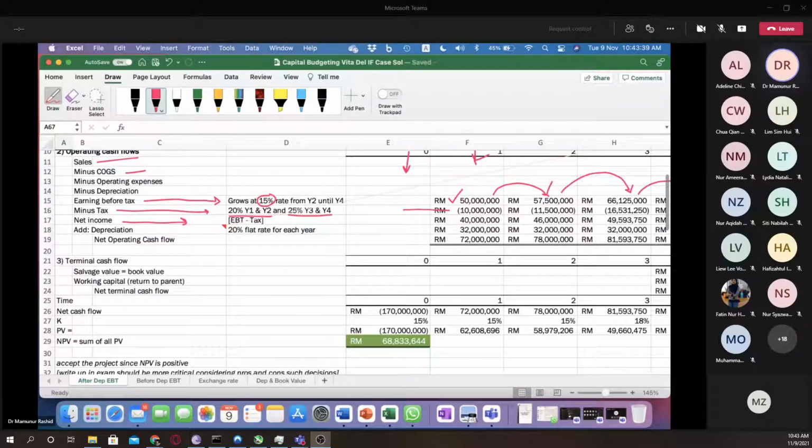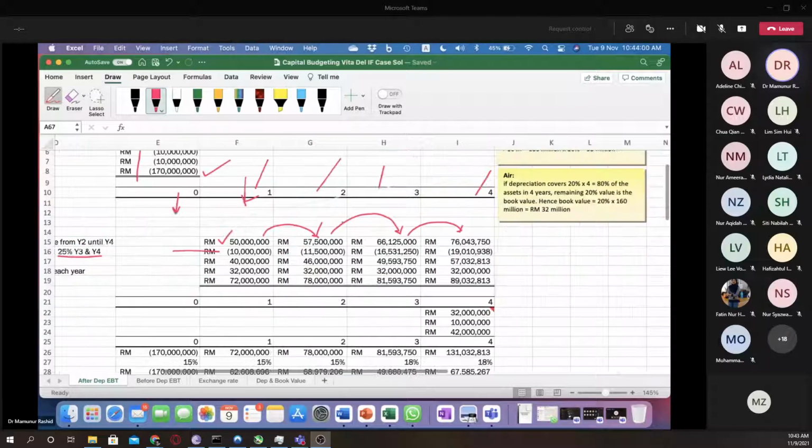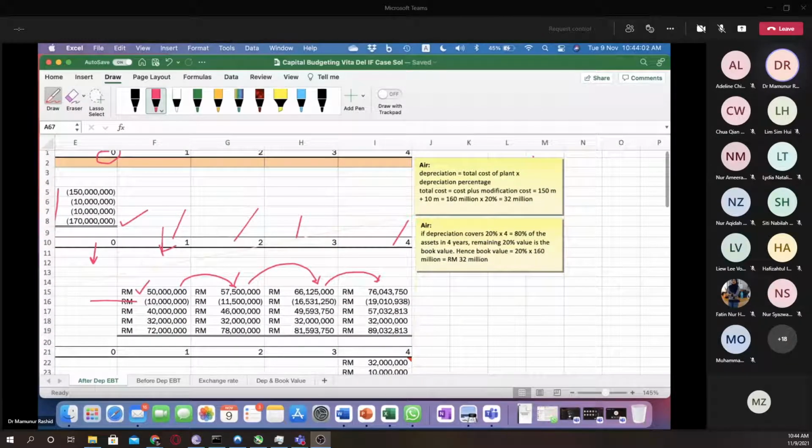And after net income, the policy of operating cash flow is we'll add depreciation. The depreciation will be added because it's a non-cash, non-expense cash flow. We are not paying anything in terms of cash, so we'll add back depreciation. And this depreciation is a 20% flat rate, right? So there is a note given here for you on how the depreciation is calculated. Depreciation is the total cost of the plant multiplied by the depreciation charge, percentage flat rate 20%.